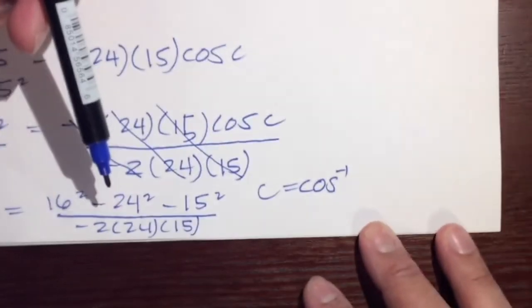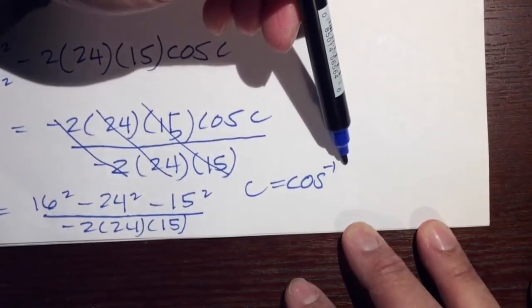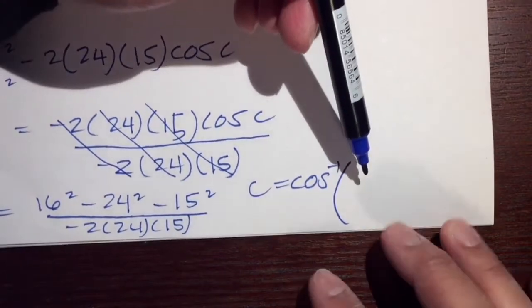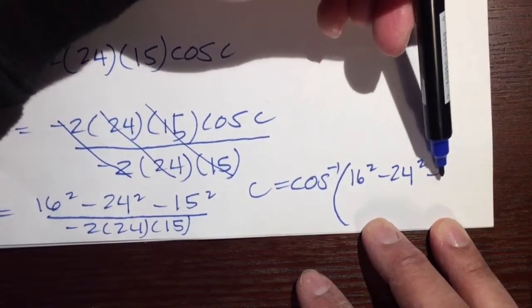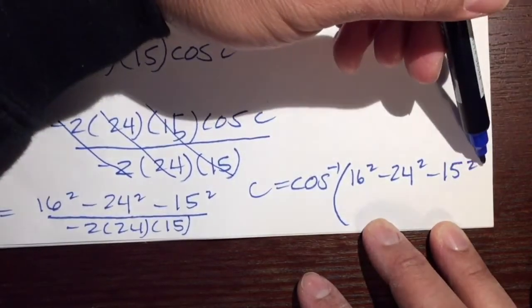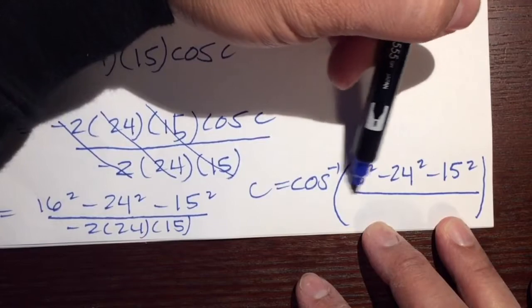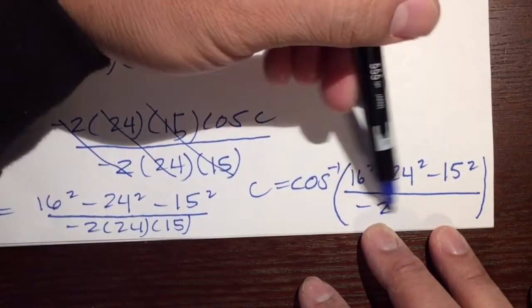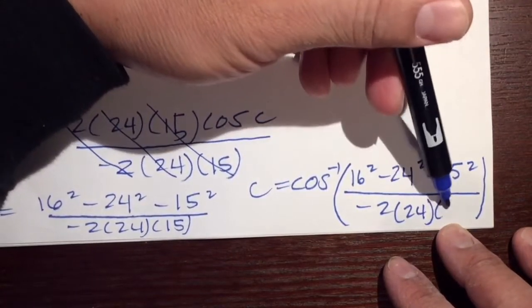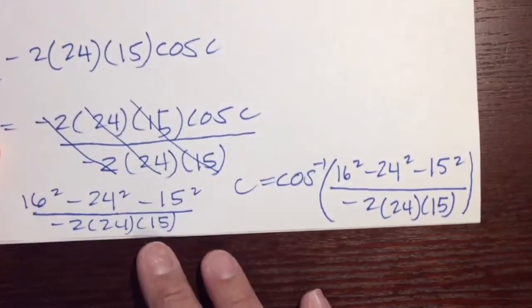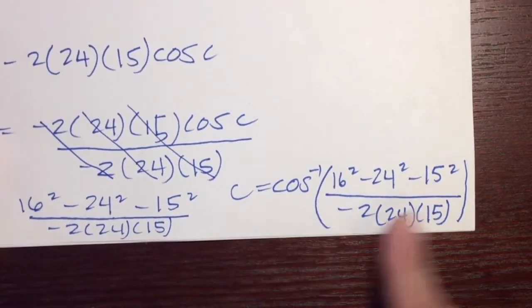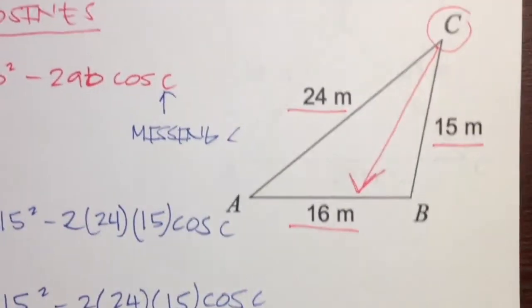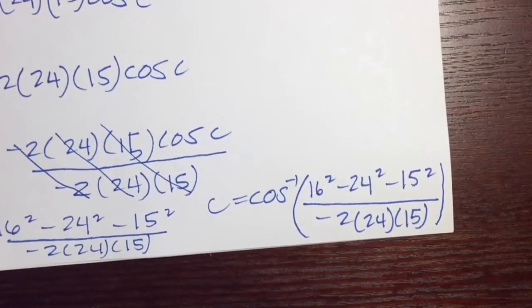this entire thing. So we're going to put a big old parentheses and put 16 squared minus 24 squared minus 15 squared all over negative 2 times 24 times 15. Whew. Yeah. This is our final answer right here. That's the angle. What's the measure of angle C? It's this goodness right here. Look how good that is.